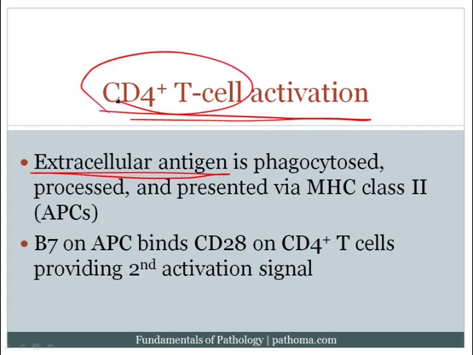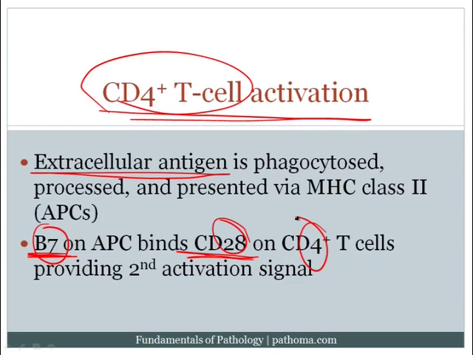Now the second signal. Remember that the CD4 positive T cell requires a second signal. Basically all T cell activation requires a second signal. The second signal is B7, which is present on the antigen presenting cell, and it will bind CD28 on the CD4 positive T cell. That provides a second activation signal. If you're having trouble remembering that, you can remember that 28 divided by 7 is 4.